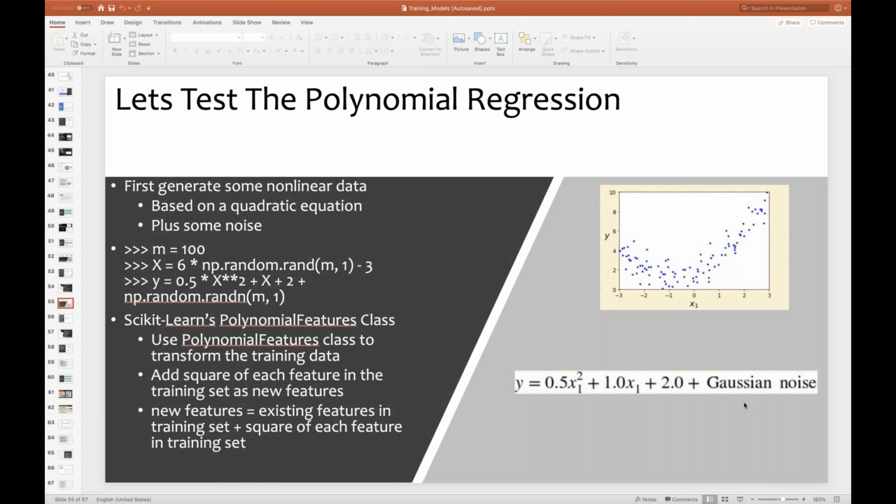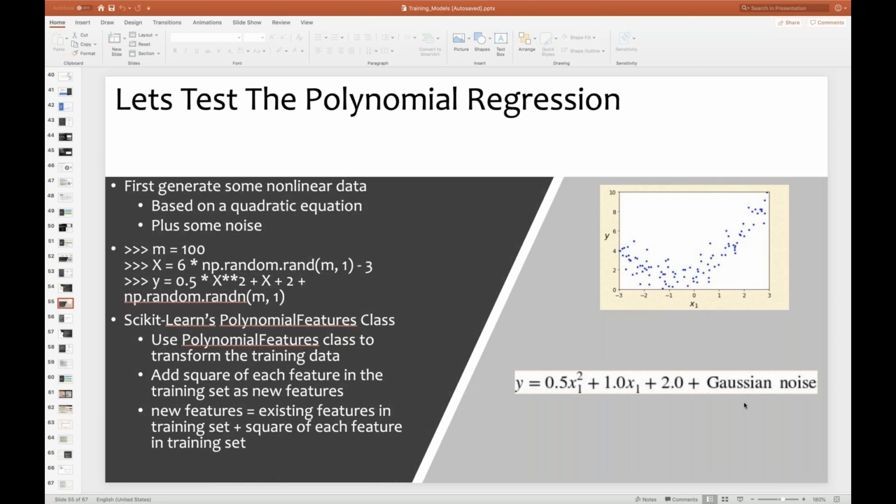Perfect. So first generate some nonlinear data based on the quadratic equation. Now that is the quadratic equation. As I told you, x squared minus x minus 2 as shown in the diagram. But here what I'm saying is ax squared plus bx plus c plus some Gaussian noise. Gaussian noise is nothing but your random data and random initialization. Now, for example, let's take m equal to 100. You have 100 iterations and my features is 6 into np.random.rand.